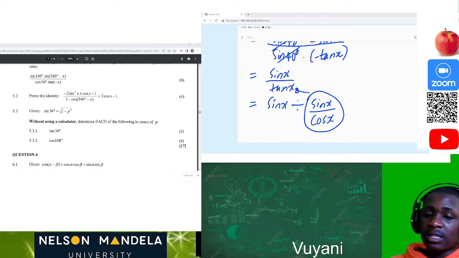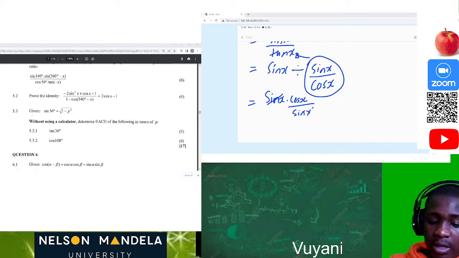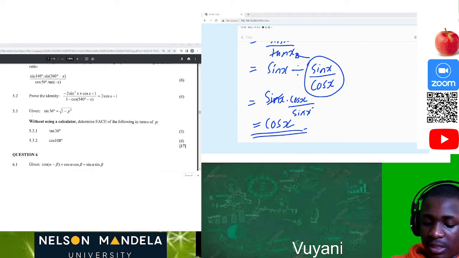Since it's an identity, tan x is equivalent to sine x over cos x, which brings me to my next step, which is sine x multiplied by cos x divided by sine x. It's like the reciprocal now. Remove this, so this and this will cancel. Then our final answer will be cos of x. Then you get your 6 marks.